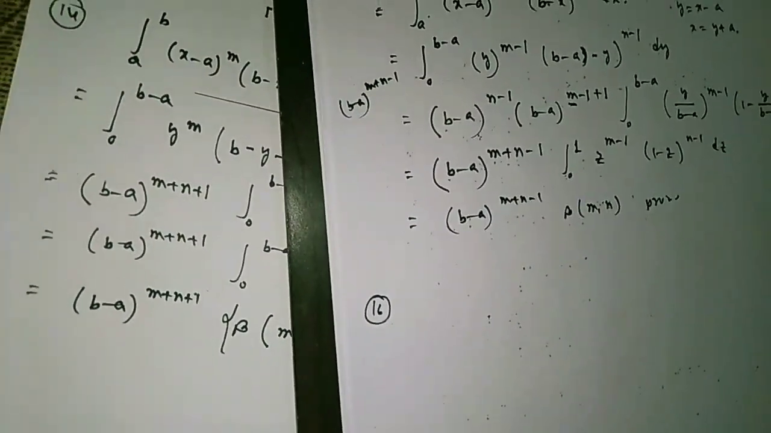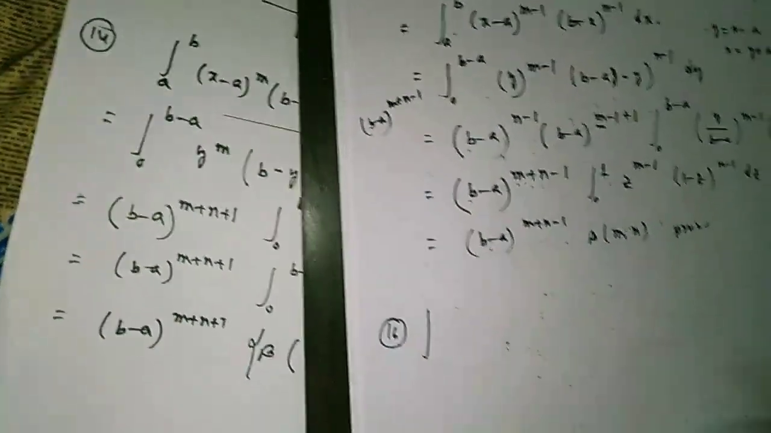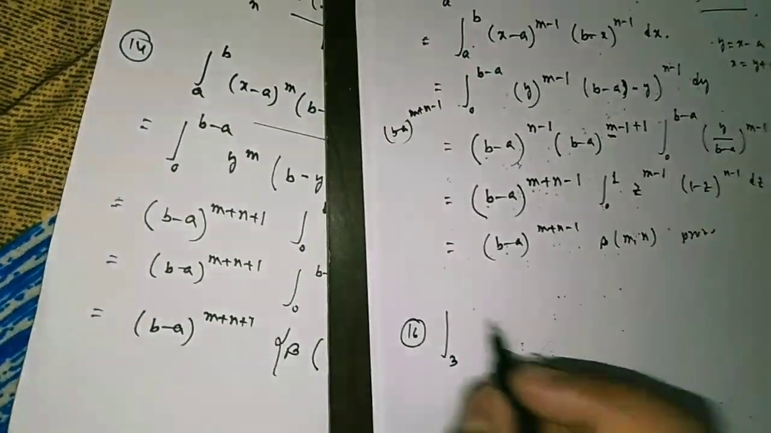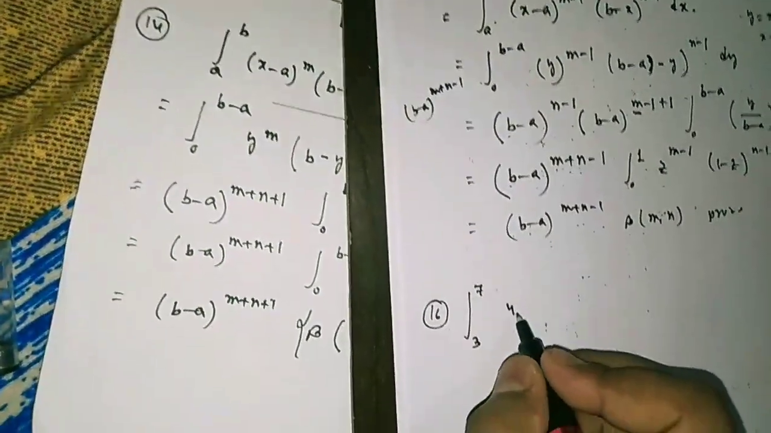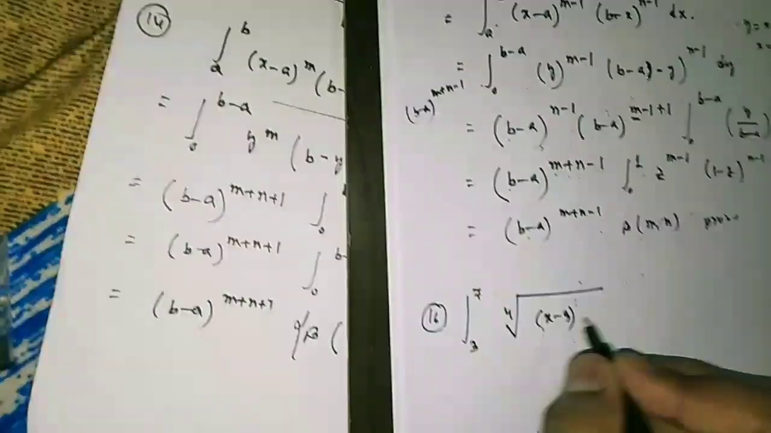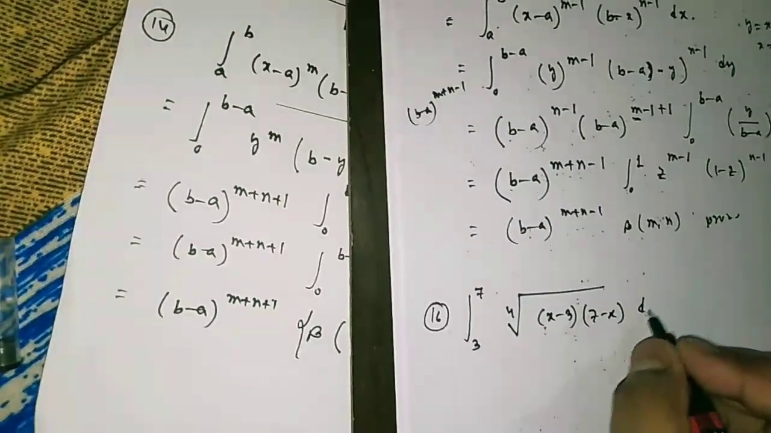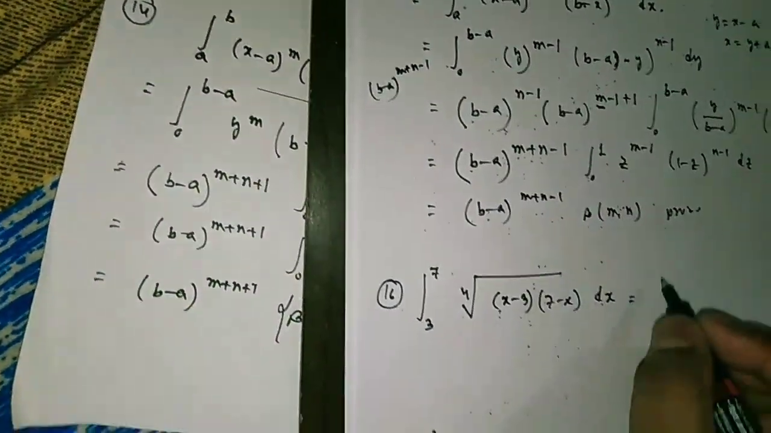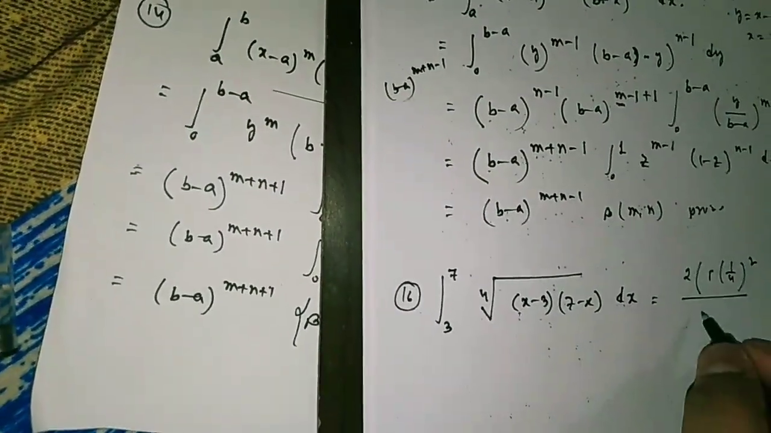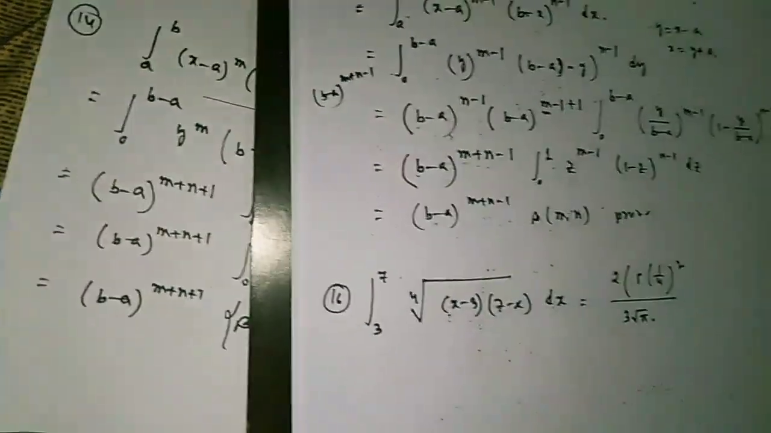Here it is given that the integral from 3 to 7 of the fourth root of (x minus 3) into (7 minus x) dx. I have to prove it equal to 2 gamma of 1 by 4 whole square by 3 root pi. I have to prove it.